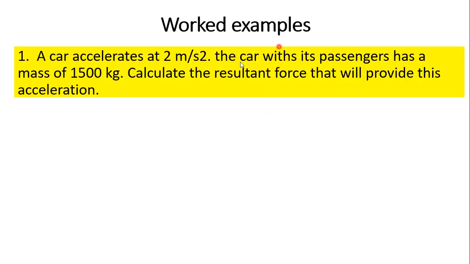Here I have an example that I would like you to attempt to work out. A car accelerates at 2 meters per second squared. Let me choose a different color here. So we have a car that accelerates at 2 meters per second squared.